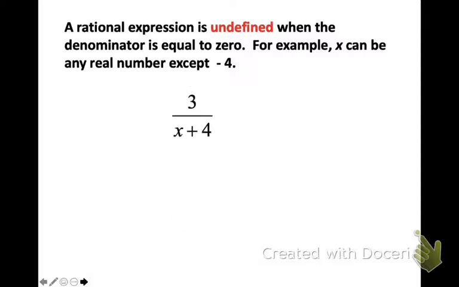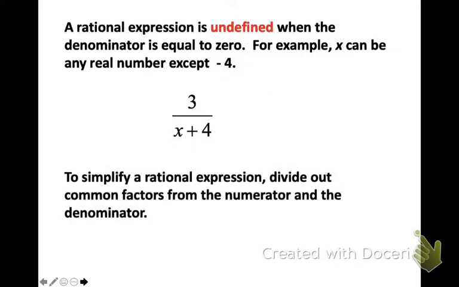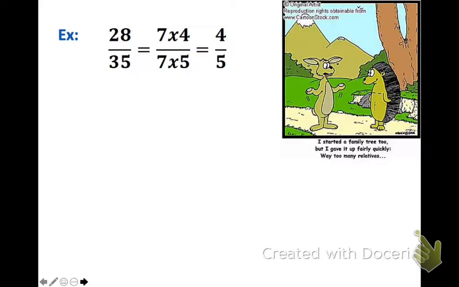It would be undefined if the denominator were equal to 0. So when we're solving our rational expressions in a little bit, if we ended up getting an answer of -4, -4 can't be a solution, because -4 plus 4 equals 0. And we know that when we have 0 in the denominator, that's undefined.